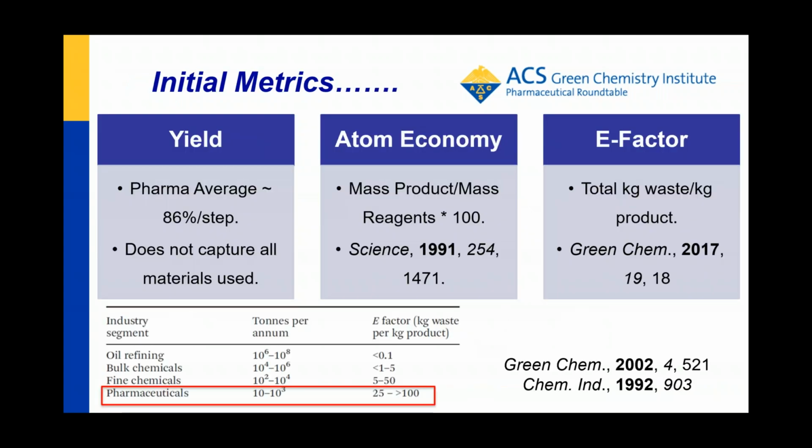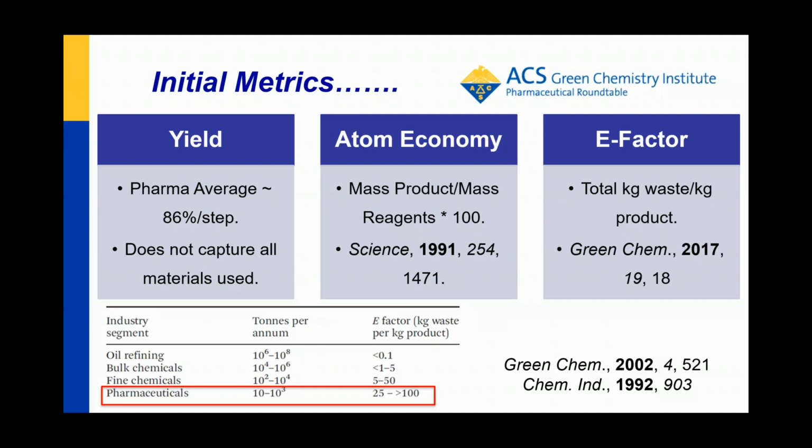So basically, metrics have been around forever, and this is a look at some of the initial metrics. On the left-hand side is the famous chemical yield. As a grad student, everybody's favorite yield is greater than 99%. It's very exciting to get a high yield. It's a very, very good warm feeling inside.